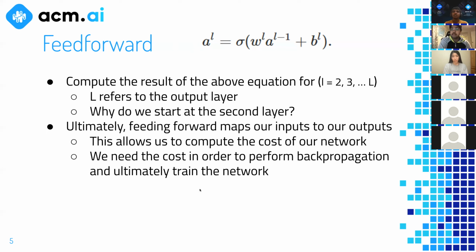And so basically this formula allows us to both compute outputs, but also allows us to use those outputs to eventually compute a cost for our network. And so this formula is both essential to creating our outputs, but also to making our model better.